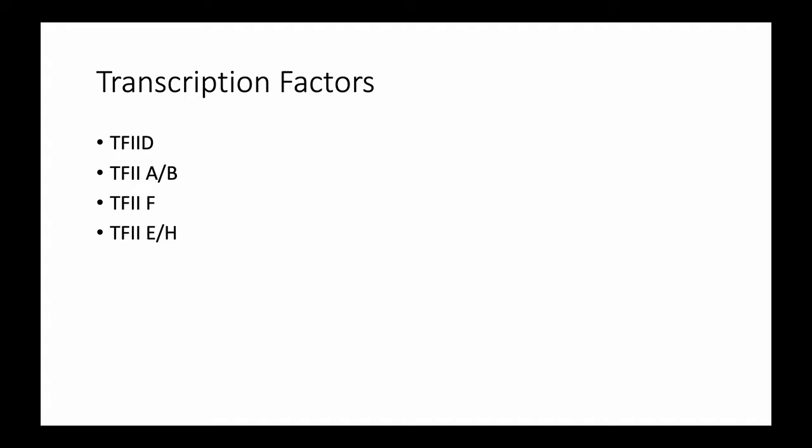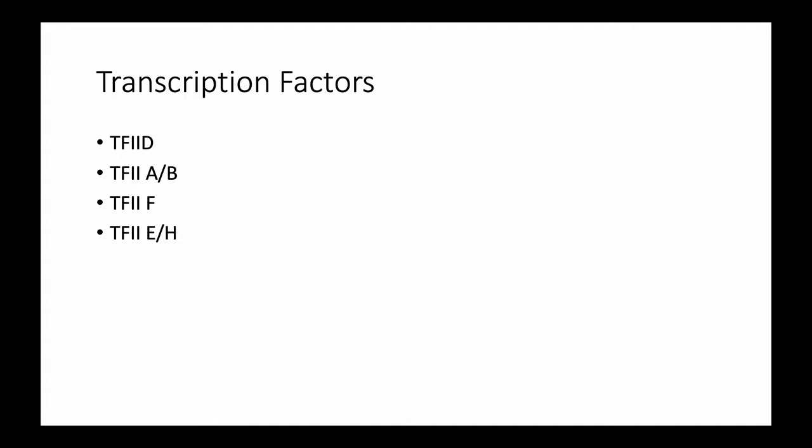So the third player that we have over here is transcription factor 2F. TFIIF will come and bind to RNA polymerase, and it brings it to the promoter region. Okay, and it attaches to form a pre-initiation complex. So think of transcription factor 2F as the final push for RNA polymerase to the TATA box.